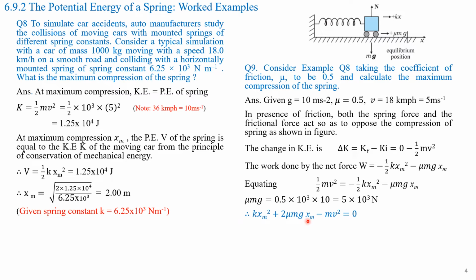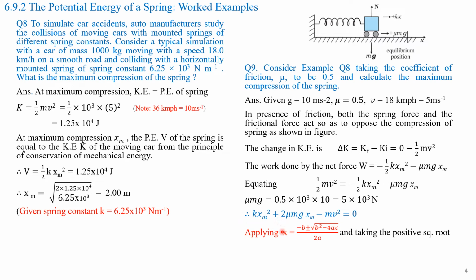Now rearranging, putting the value of mu m g in this equation, we get k into Xm square plus 2 into mu m g into Xm minus m v square equals 0. This is a second order equation. We have to find the value of Xm by solving this quadratic equation.